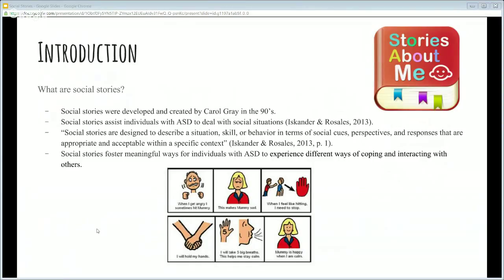They're designed to describe a situation, a skill, or behavior in terms of social cues, perspectives, and responses that are appropriate and acceptable within a specific context. They also foster meaningful ways for individuals with autism spectrum disorders to experience different ways of coping and interacting with others. Essentially, social stories teach them how to handle certain situations appropriately when they're in those situations.